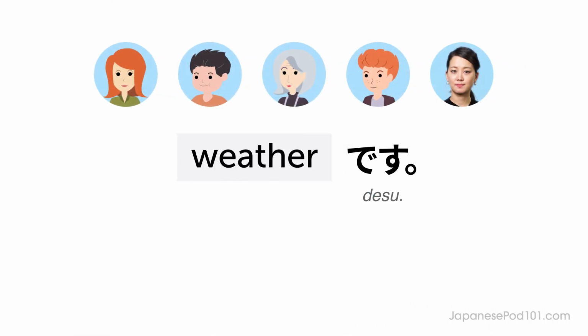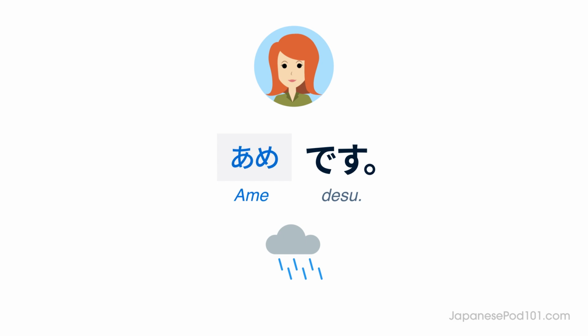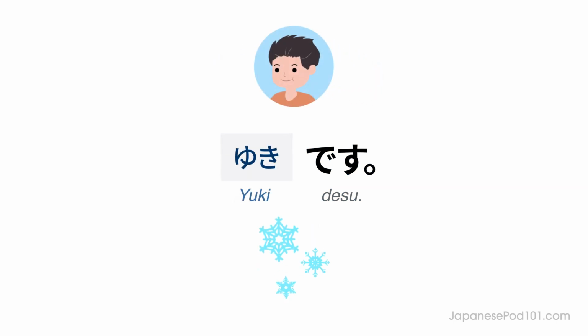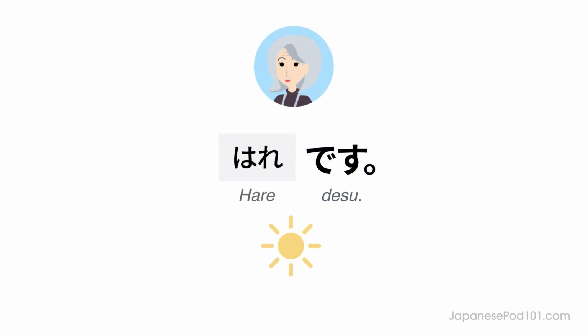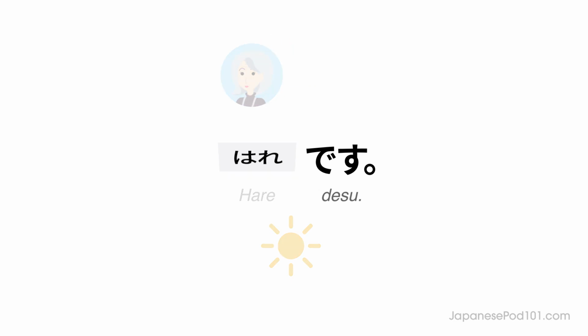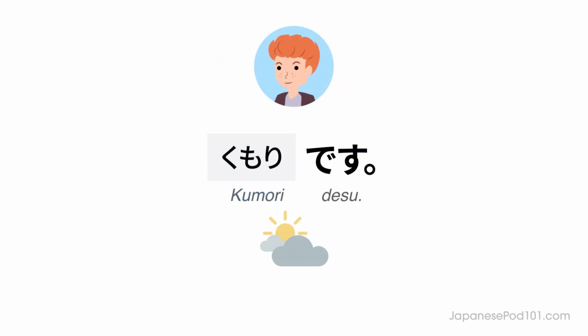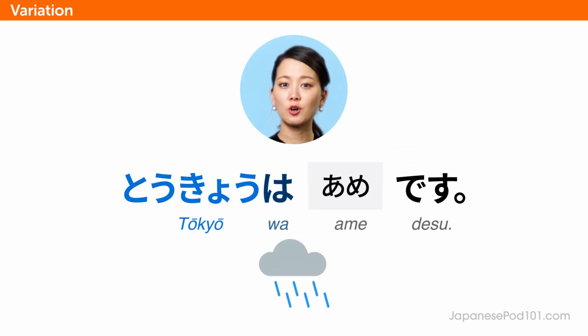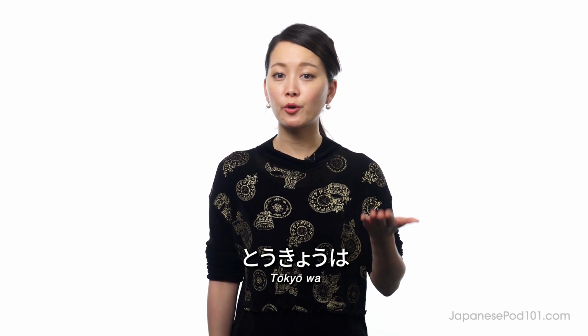Let's look at some more examples. Listen and repeat or speak along with the native speakers. 雨です。雪です。晴れです。曇りです。東京は雨です。Did you notice how I added the phrase 東京は?